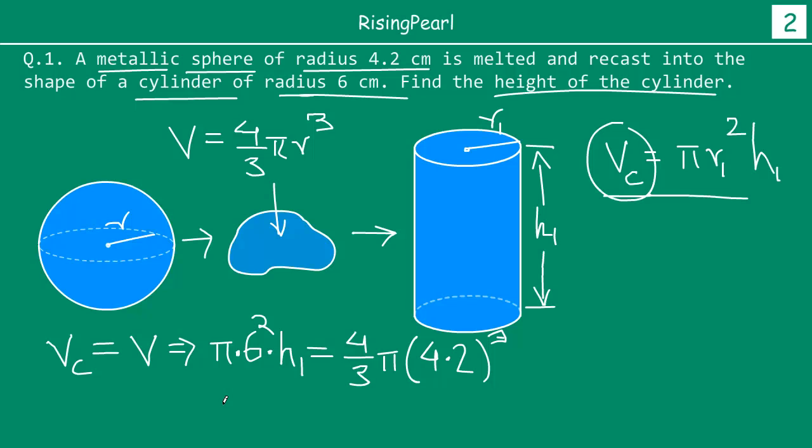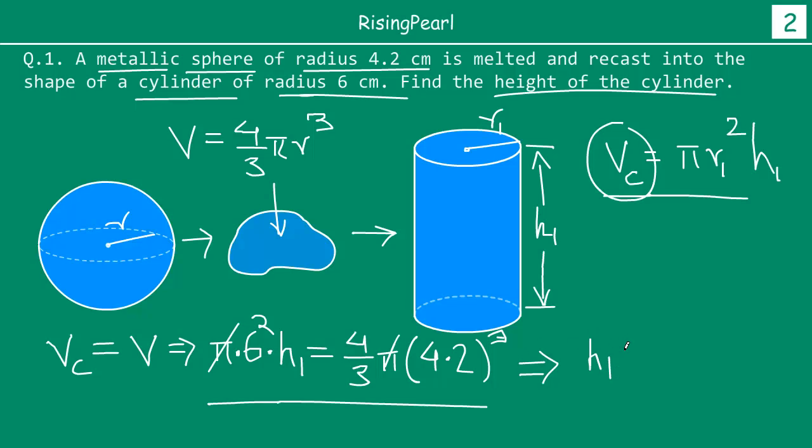So in this equation, the only unknown is h1, which is the height of the cylinder. So you can simply solve this. Pi and pi will cancel out. I'm not going to actually solve this for you, but you can find out that.